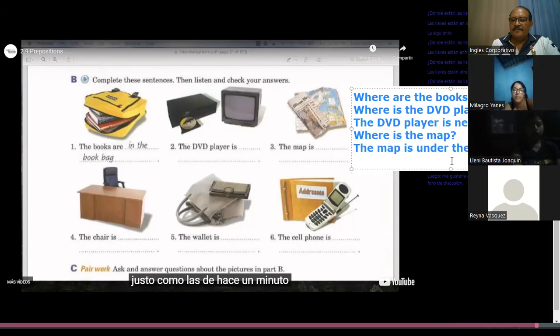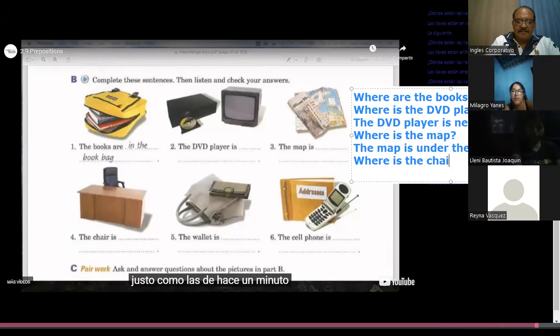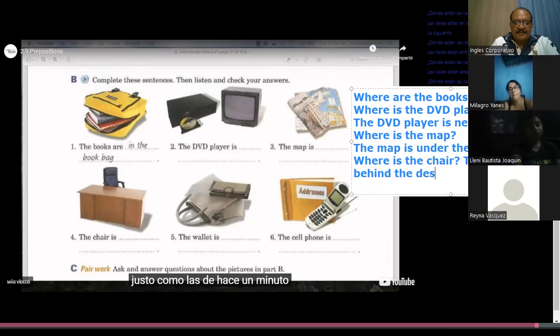Okay, and number four? Where is the chair? Good. Where is the chair? And the answer? The chair is behind the desk. That's correct. The chair is behind the desk. Good.